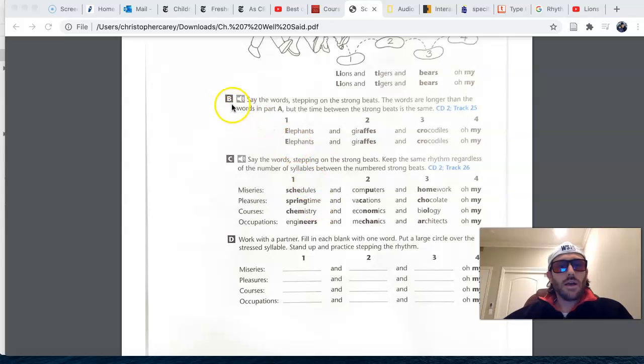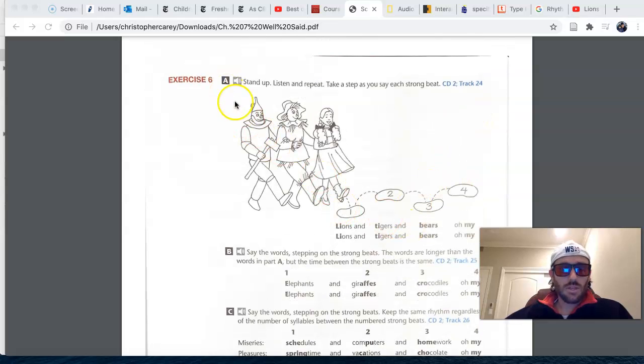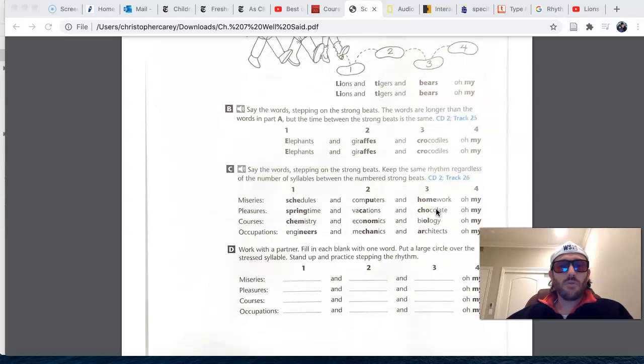So let's try exercise B. You can listen to these recordings in CD 2 track 25, as well as the original one that we were looking at, CD 2 track 24. But let's say these groups of words together and notice the rhythm between strong beats and weak beats is the same as the one up above. Let's try it together.